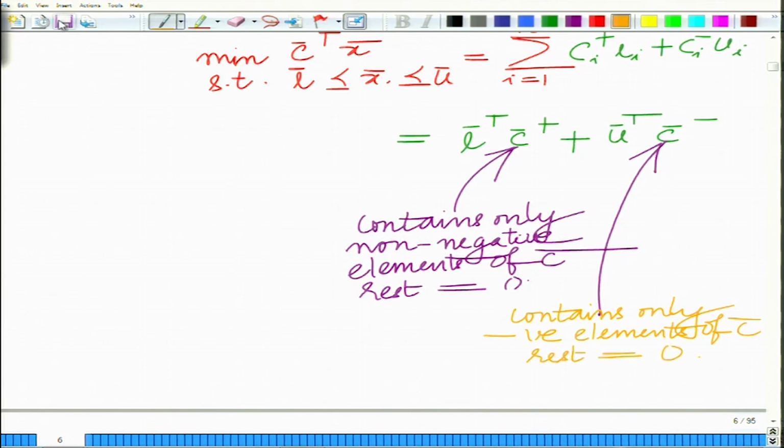Star. So that is the optimal value of this problem. So you can say it's C bar transpose x bar, the minimal value is Ci plus into Li plus Ci minus into Ui. That is where Ci plus equals Ci if Ci is greater than or equal to 0 and 0 otherwise, Ci minus equals Ci if Ci is less than 0 and 0 otherwise. Alright, so this is, although the idea is very simple, it shows you formally how to come up with the solution for a simple objective convex optimization problem like this one, which is a linear program.